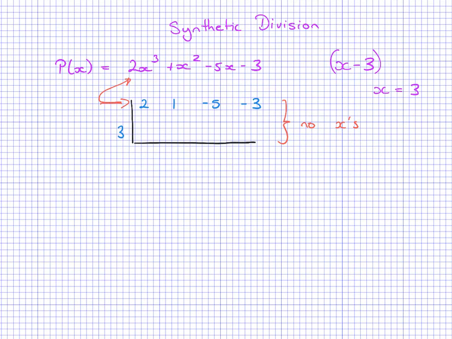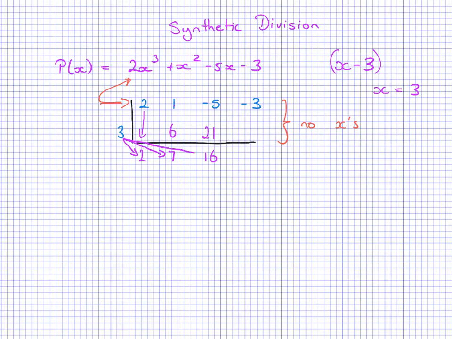All right, now we know that when we did long division, this would jump straight down here, like so. We multiply this by the solution and write the answer here. Then we add down. So 1 plus 6 is 7. Multiply across there. 3 times 7 is 21. Add straight down. This becomes 16.